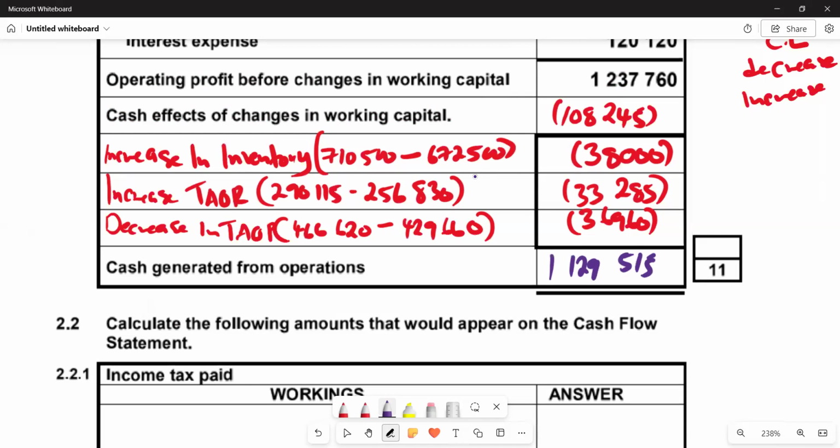So this is the final answer that we are getting there. Then this figure becomes our cash generated from operations, and then we have finished the note that we are preparing, that is the reconciliation between net profit before tax and cash generated from operations. So from there now we go to 2.2.